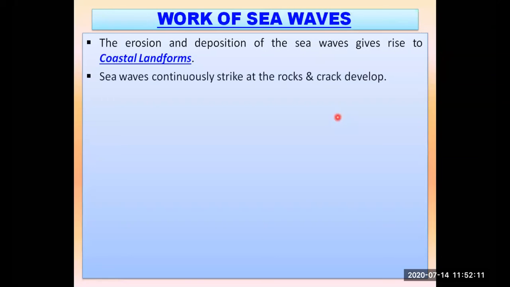Sea waves continuously strike at the rocks, and the cracks develop, because the water is continuously striking the rocks. The rocks are getting struck by the sea waves many times throughout the day, and they develop cracks. First, cracks are formed. You can see the cracks in the rocks because of this striking of the sea water.